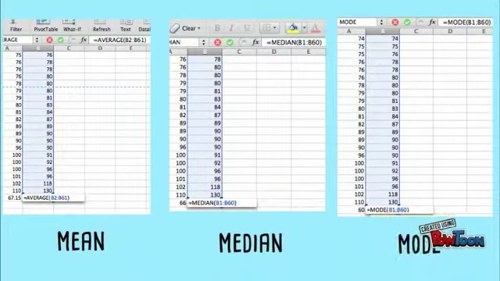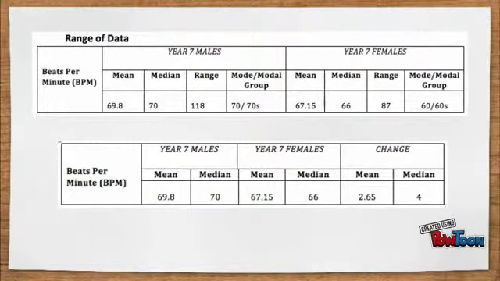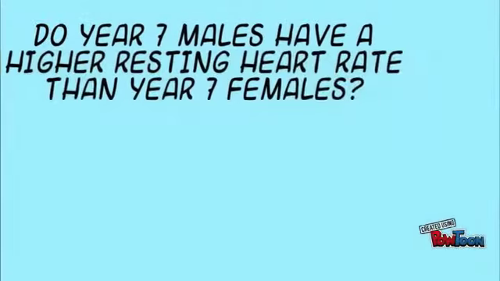Mean, median and mode have been calculated in Excel by using the formulas shown. Here we have the summary statistics displayed in a table for easy comparisons. As we can see from this summary, the males on average have a higher resting heart rate than females by 2.65 beats per minute. This gave me the answer to my initial question.